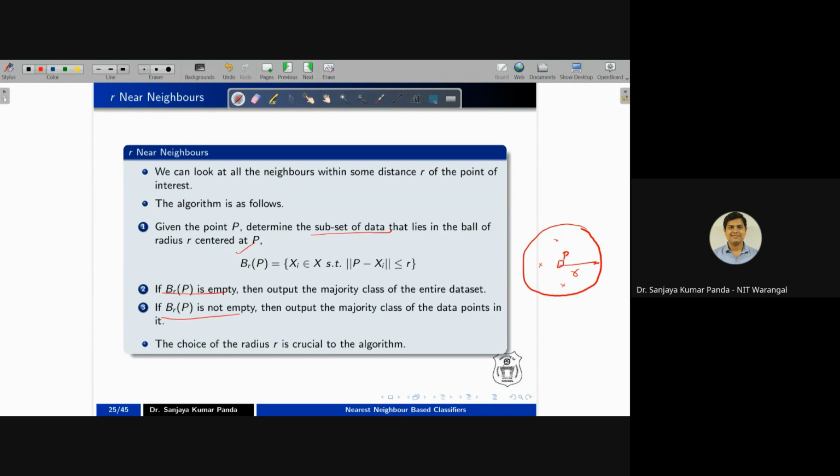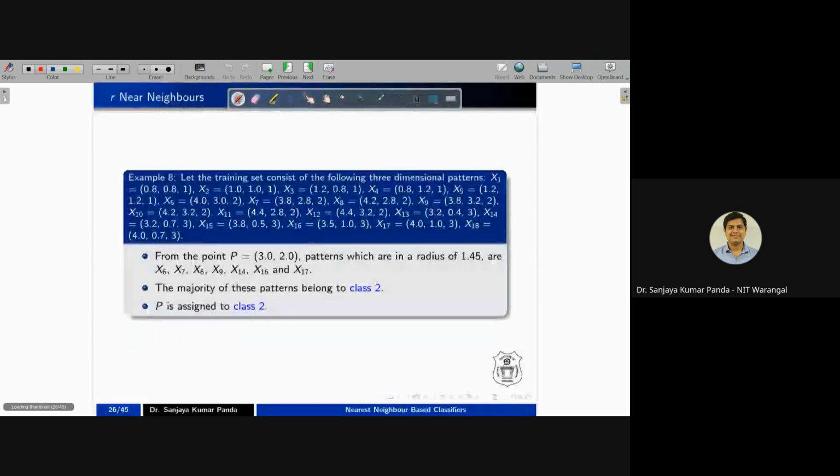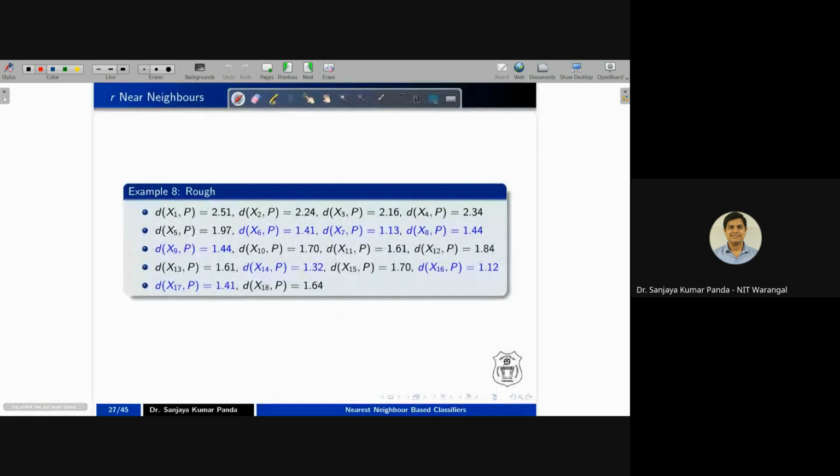Here I again mention that the choice of the radius R is crucial in this particular algorithm, right? So let us see this example. I am taking the test pattern P equal to (3, 2), and I am taking the radius as 1.45. So radius 1.45 means after calculating distance, you select the points whose distance is less than or equal to 1.45. Here it is not less than, so I am removing it.